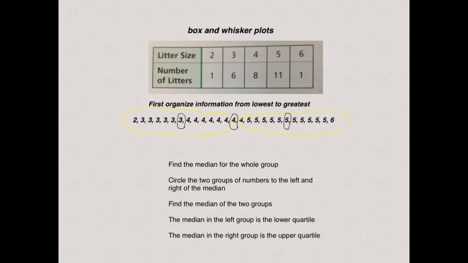Now, which one is the lower quartile? Well, think of lower, left. That would be my lower quartile. So the median of the left group is the lower quartile. The median to the right is the upper quartile. So once I have this information, I have everything I need, so I can start writing out my box and whisker plot.